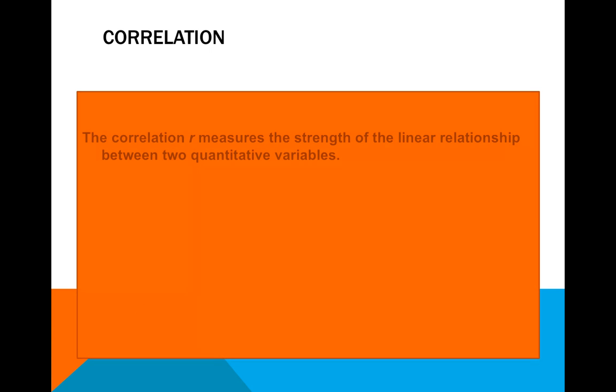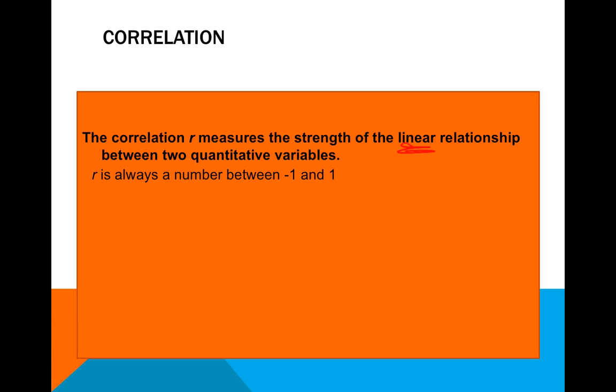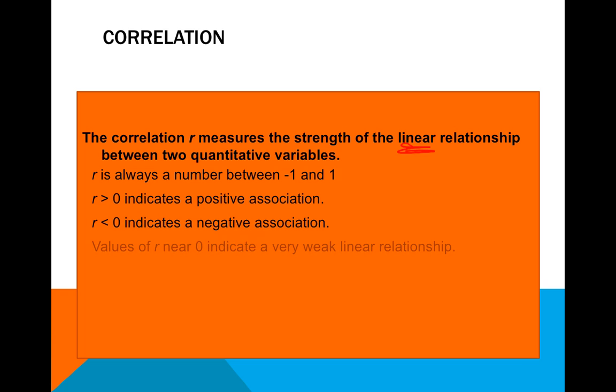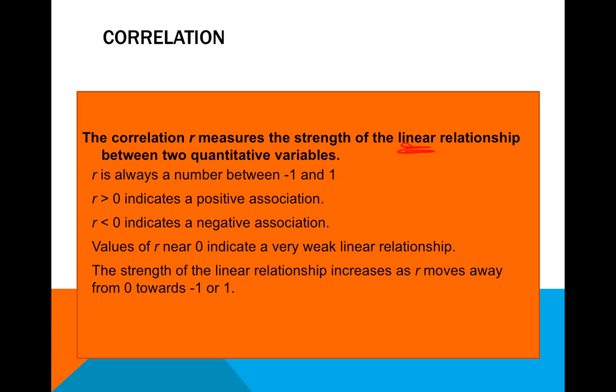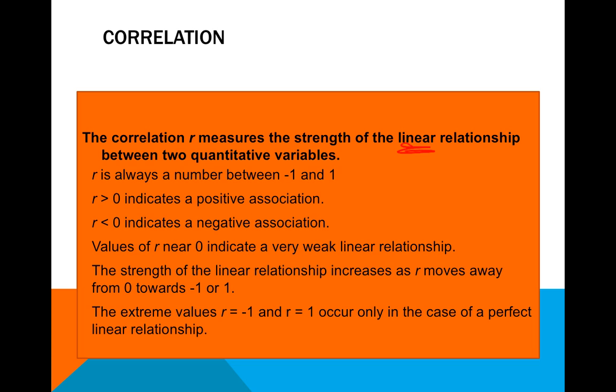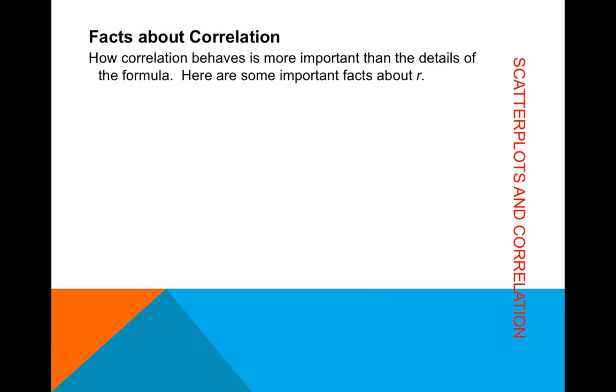So here is our correlation. Remember, correlation is R. Try not to confuse that with coefficient of determination, which is R squared. And that describes the strength of a linear relationship between 2 quantitative variables. So again, that linear is important. Remember, R is always between negative and positive 1. And then the closer it is to plus or minus 1, the stronger the linear relationship. The closer it is to 0, the weaker the relationship. And then keep in mind that you're only going to get a plus or minus 1 if the relationship is perfectly linear.